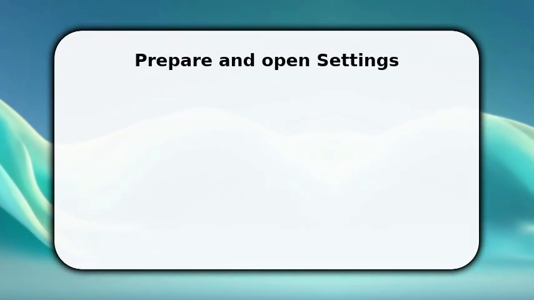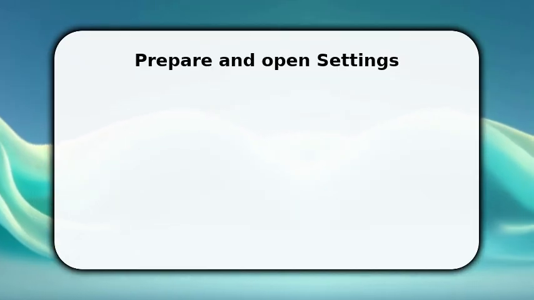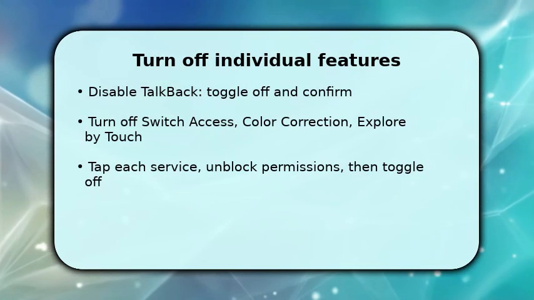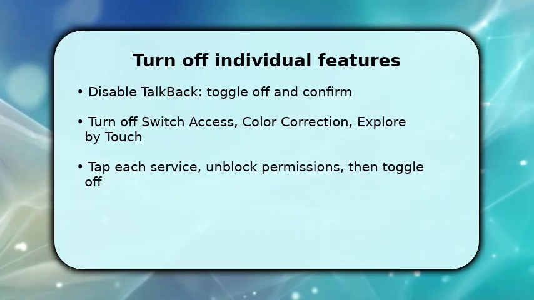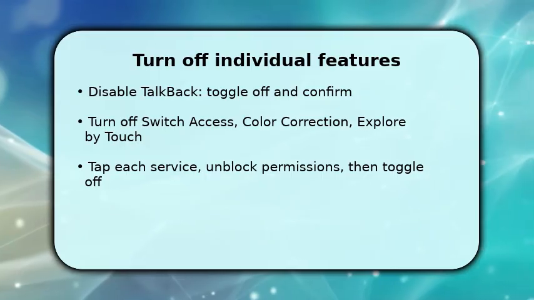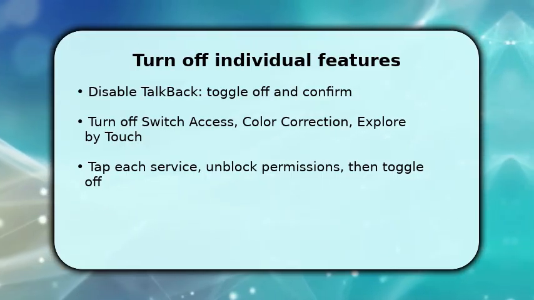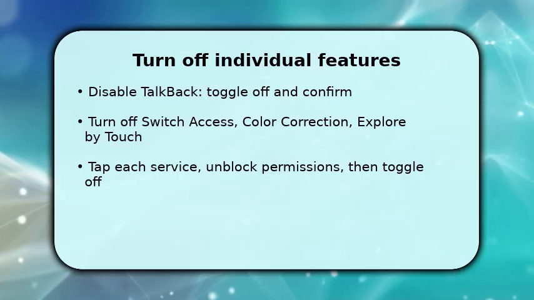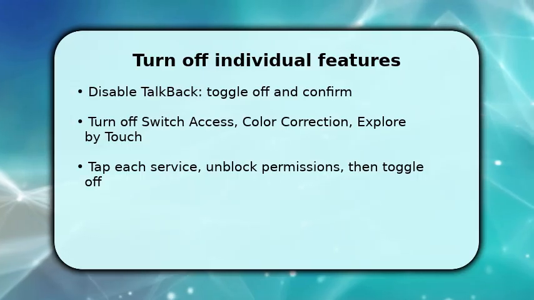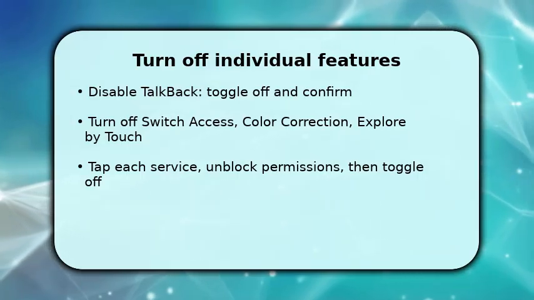Next, tap Accessibility to load the list of services and toggles you will turn off in the next step. Once inside Accessibility, scan the list for active items such as TalkBack, Switch Access, Explore by Touch, and Color Correction. You need to tap each one to open its detail screen. There you will see a toggle and sometimes a confirm or stop button. Turn the toggle off and accept any confirmations.